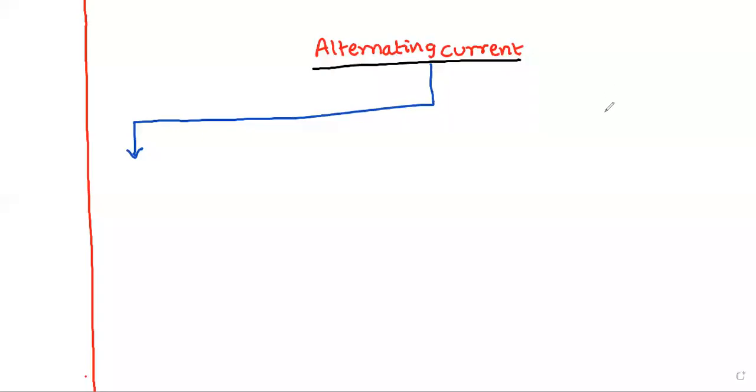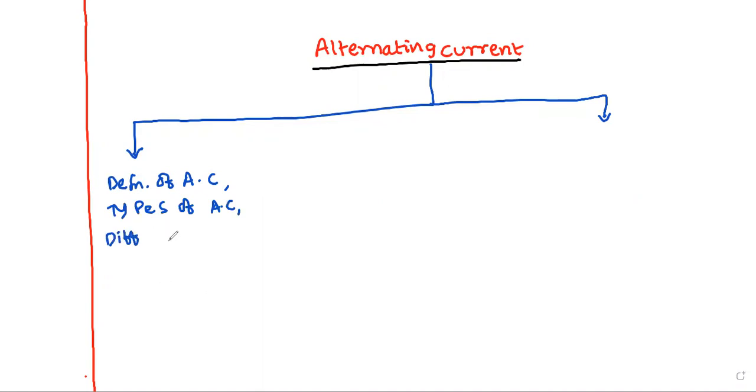In this alternating current chapter, we are having the subtopics. Firstly, the definition of AC, that is alternating current. Then types of AC, and then the difference between AC and DC. DC stands for direct current, whereas AC stands for alternating current.